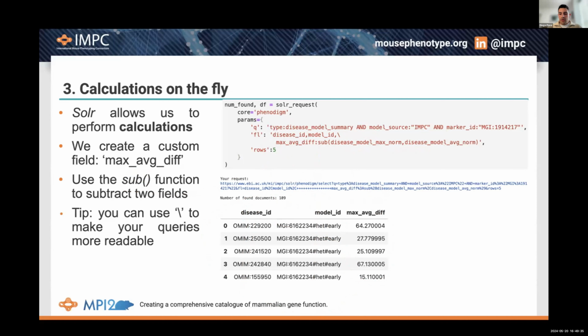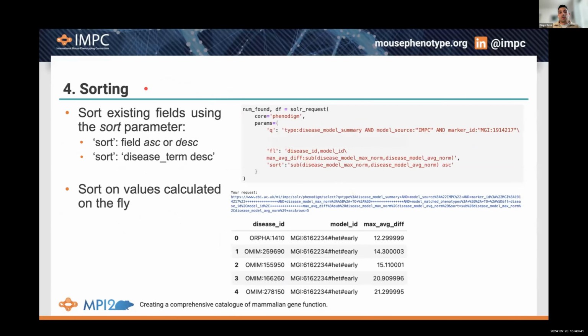Now, what if I want to sort those values from highest to lowest or lowest to highest? Solr also allows us to do sorting. And we can do this with fields that already exist, but also with fields that we are calculating on the fly. So I've created a somewhat complicated example here on the slide. Don't worry if you don't understand it fully. Again, this is only for you to get an idea of what we can do with Solr.